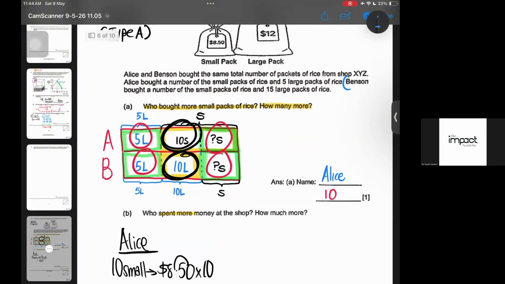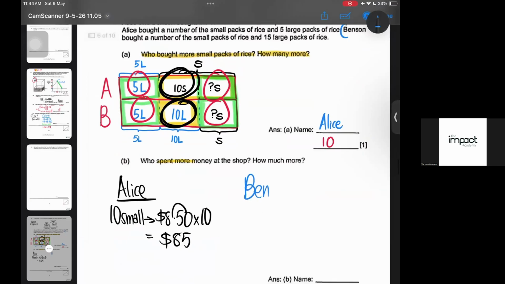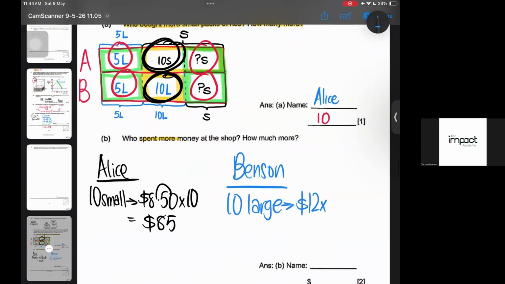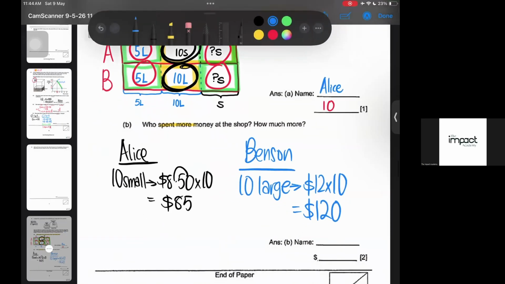Then of course I go to the next person. The next person is by the name of what? Benson. Benson, 10 large. That means 1 large is how much? $12. Okay, $12 times 10. We get to an answer of what? $120. You tell me, how much more?